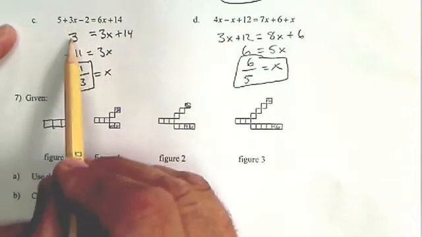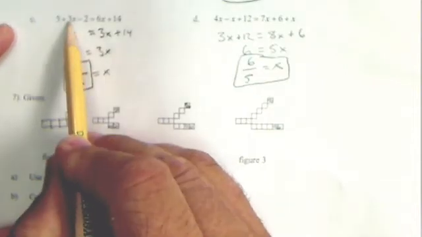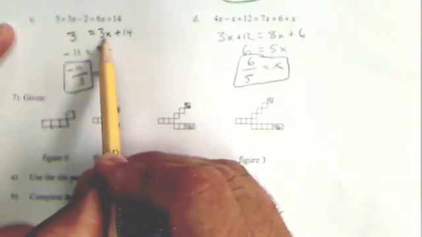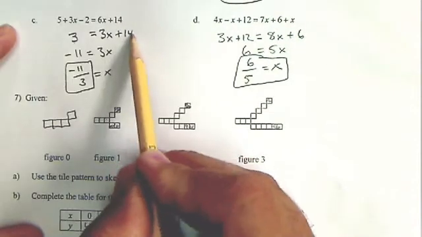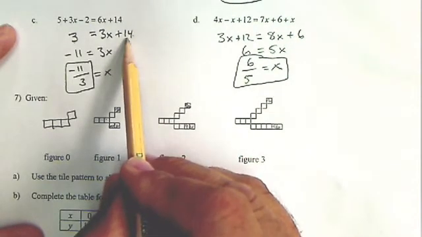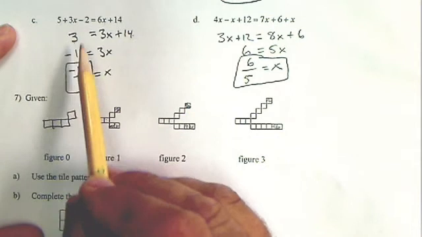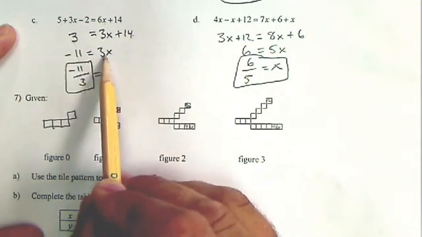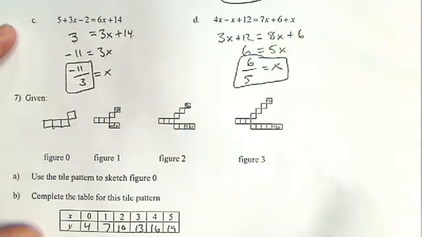Combine like terms and I get 3. I subtracted 3x from both sides, and I brought down my 14. Subtract 14 from both sides, and I get my -11. Divide by 3 on both sides. That's how I get that fraction.